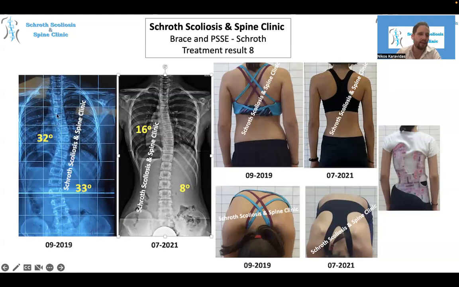So here you can see a patient with a double scoliosis of 32 and 33 degrees, so a double curve. And this is the result that we got without the brace in a little bit less than 2 years. We got a very significant reduction from 33 to 8 degrees for the lumbar and from 32 to 16 degrees for the thoracic. So again, an extraordinarily good treatment result, and you can see the clinical improvement on the patient's body.